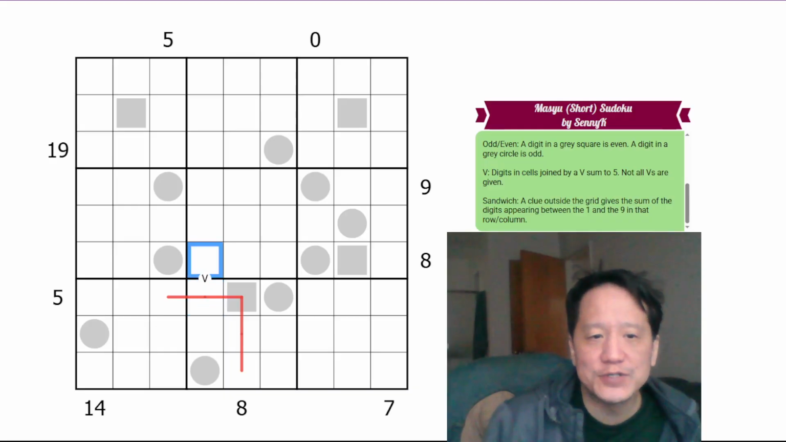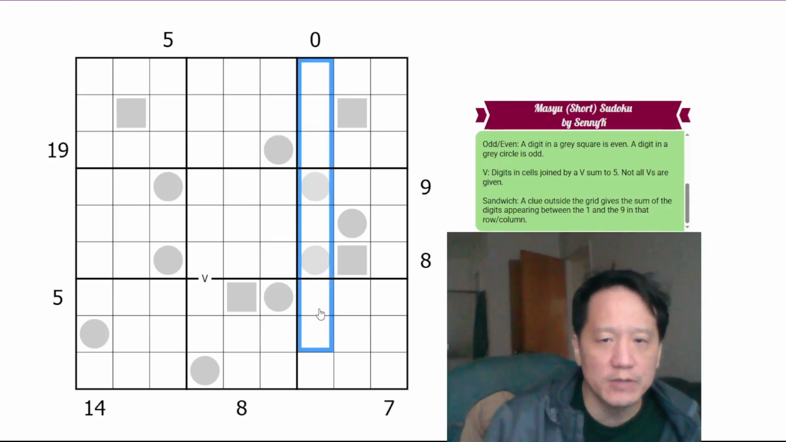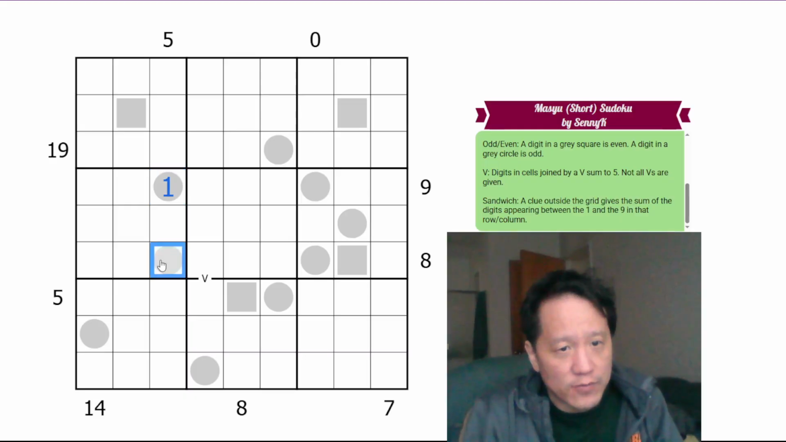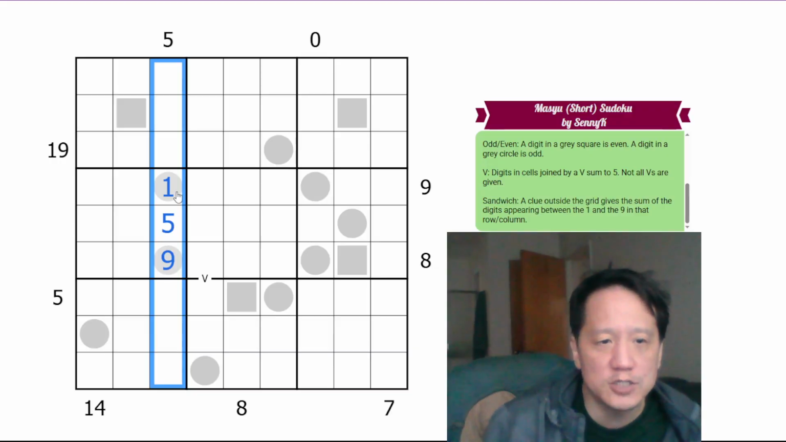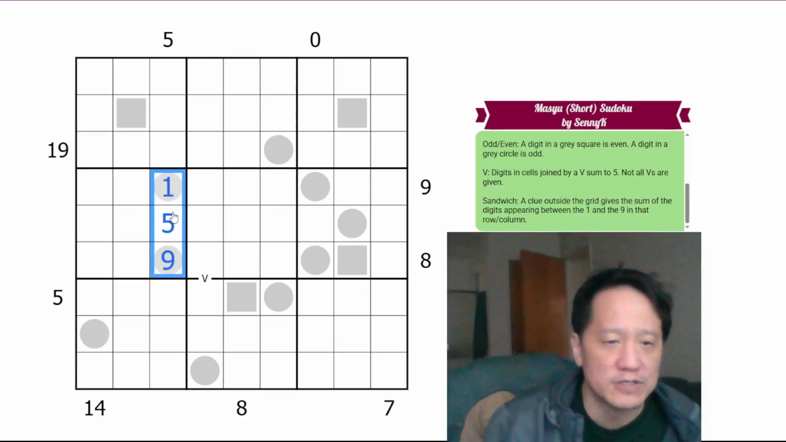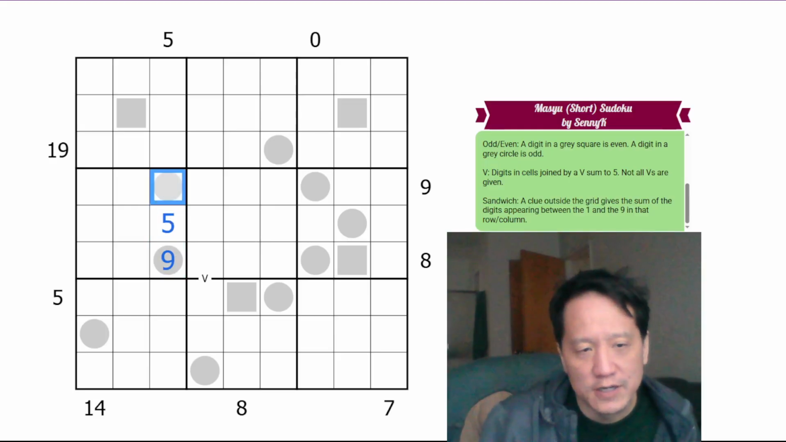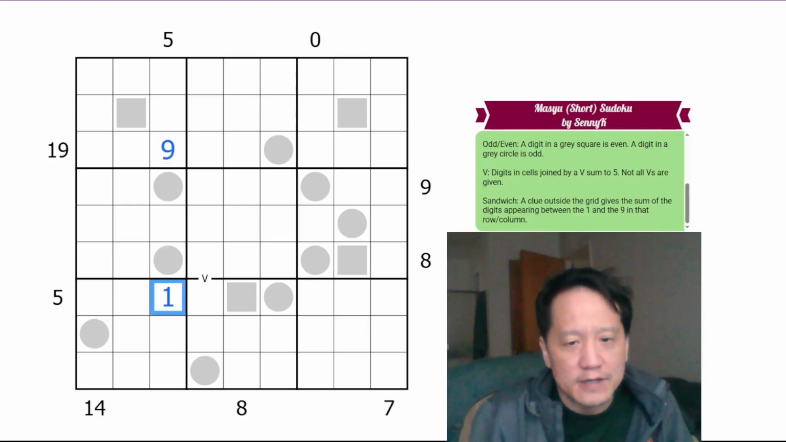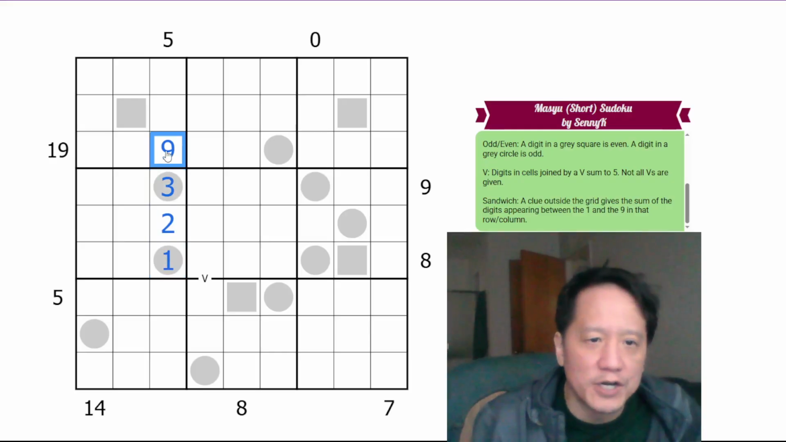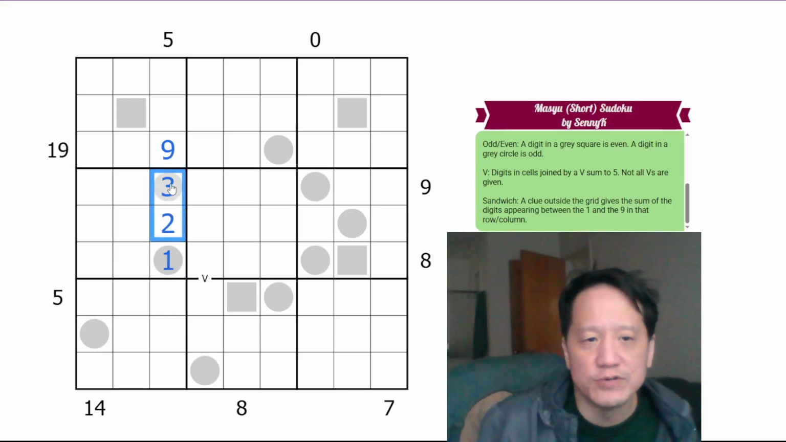And finally, we have sandwich, where a clue outside the grid gives the sum of the digits appearing between the 1 and the 9 in that row or column. So this could be an example here. You could have a 1, a 9 here, and a 5 here, and this would be valid because the digits between 1 and 9 sum to 5, because it's just 5. Or you could have something like this was 1, and this, let's just make that 9, and this is 1, and this could be 3 and 2. Again, the digits between 1 and 9 add up to 5. It's just 2 and 3 this time.